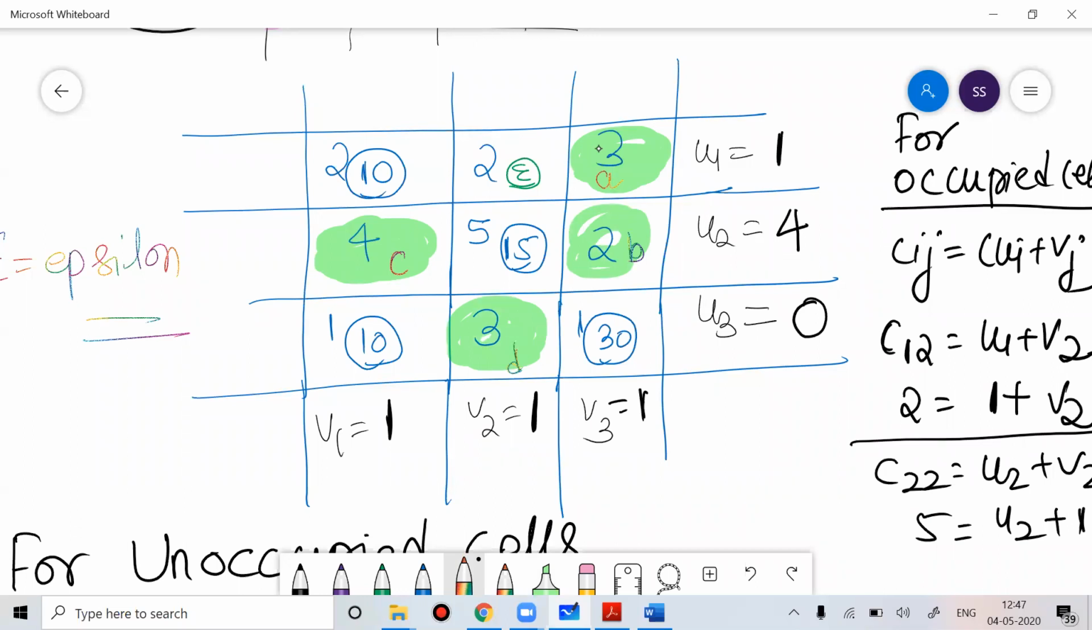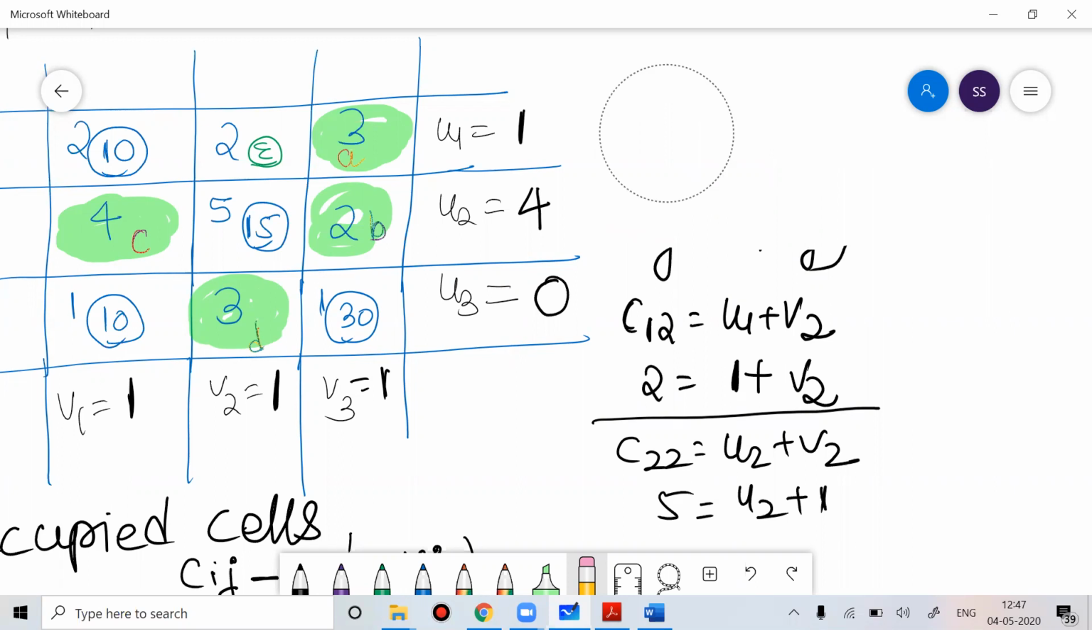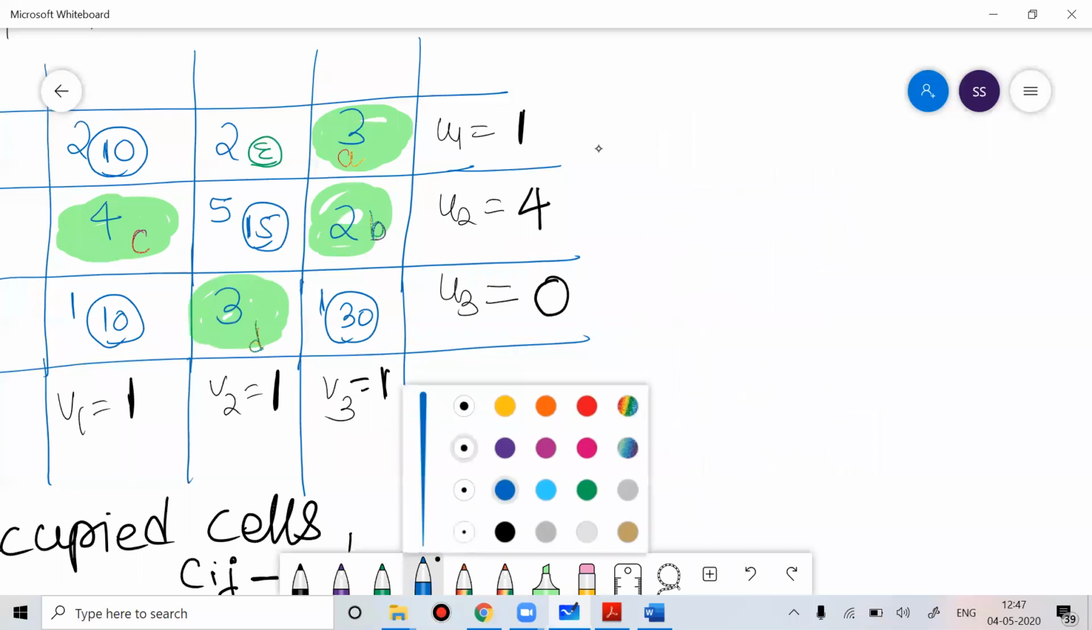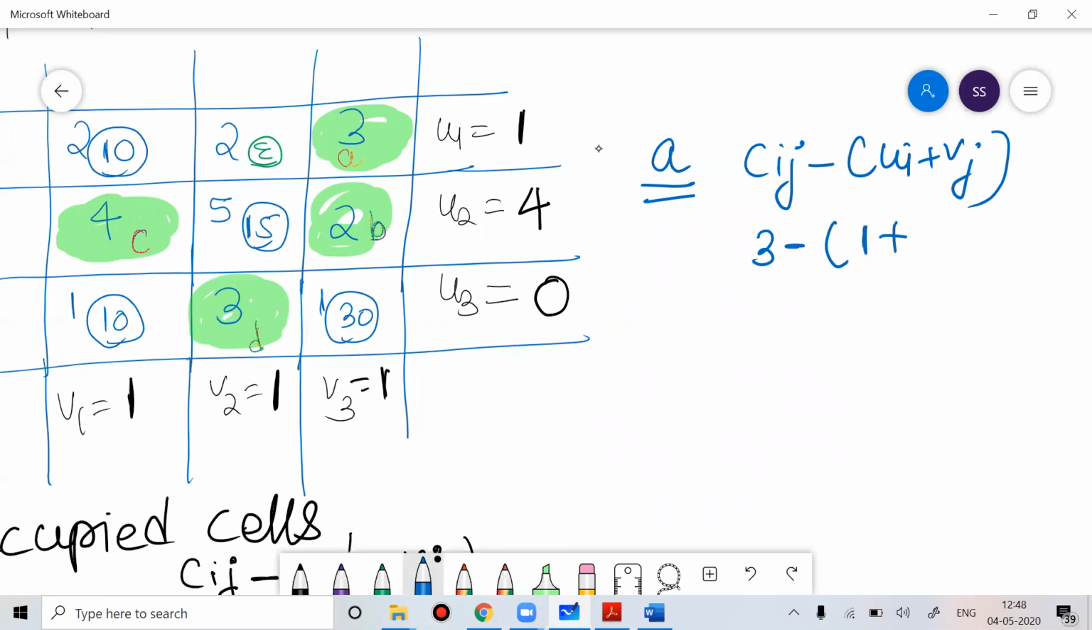Now I apply the same formula, guys. For unoccupied cells, we can use the same formula. If I talk about A, then Cij minus (Ui plus Vj). The cost is 3, minus U which is 1, and V is 1. So this is positive, 3 minus 2.